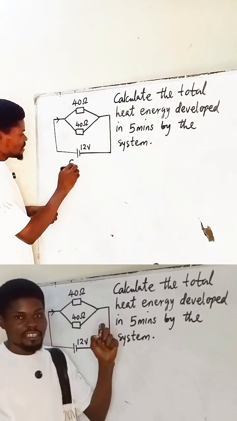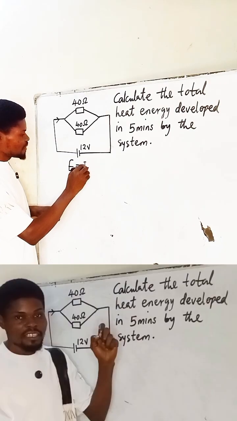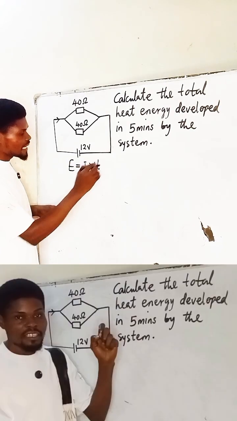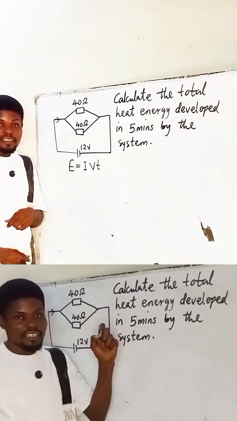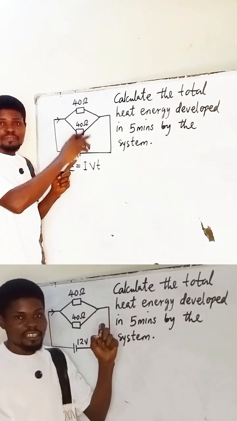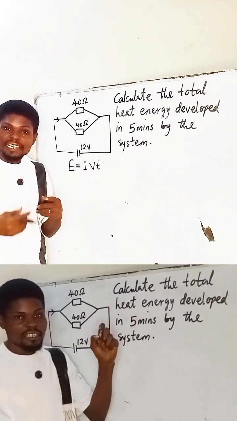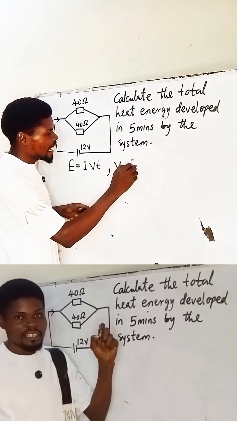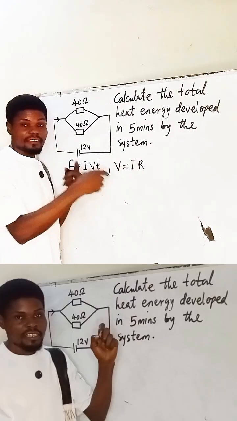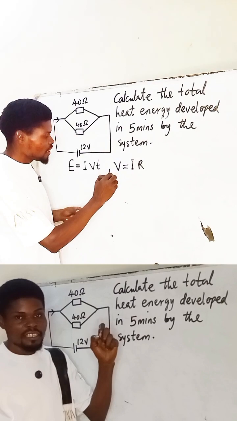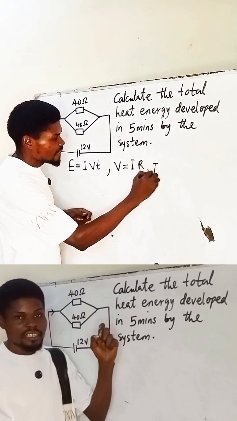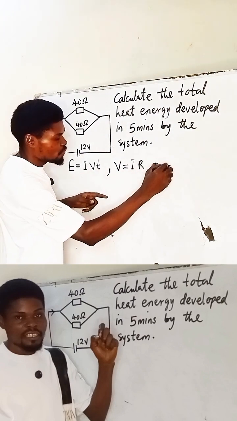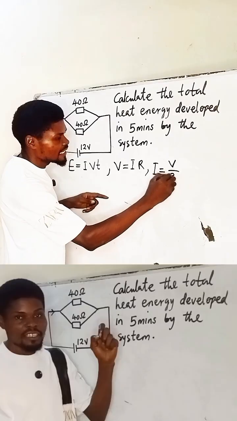Energy is equal to the current multiplied by the voltage multiplied by the time. That is IVT. So do you know your current from this circuit? Of course no, but you can find it by using the formula V is equal to IR. From this, you can find your current. First of all, the current I, from this formula, is equal to voltage over resistance.